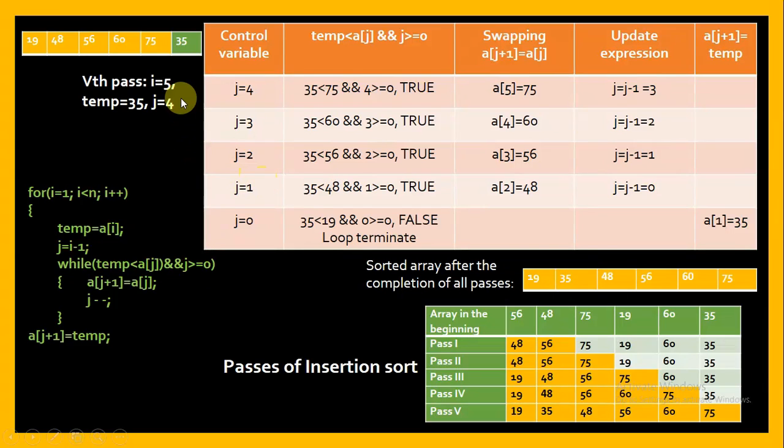And similarly, after the first pass, we have to insert 35. It means we have to shift all these 4 elements one step back so that we can make space here. So this is what we have done. J is equal to 4. So you can see these conditions are true.